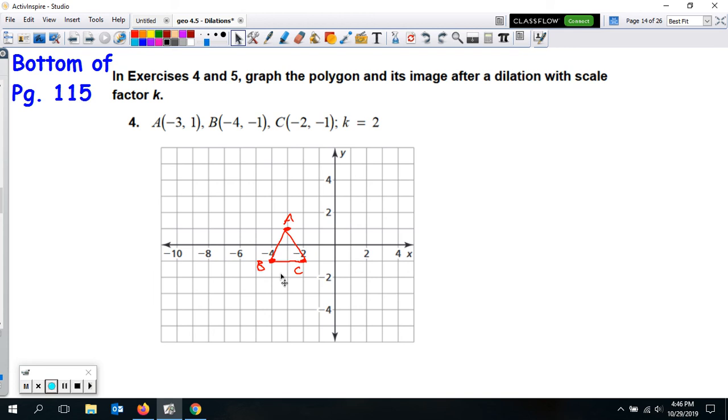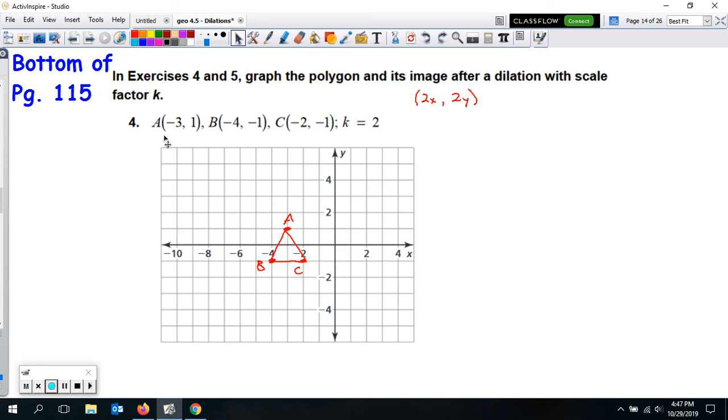So connect our dots, make our triangle, and now we want to see, okay, our scale factor is 2, so that means we're going to multiply every x and y in here by 2. So this is our rule here, 2x, comma 2y. And we can just plug these numbers in for x, multiplying by 2, and the y is multiplying by 2.